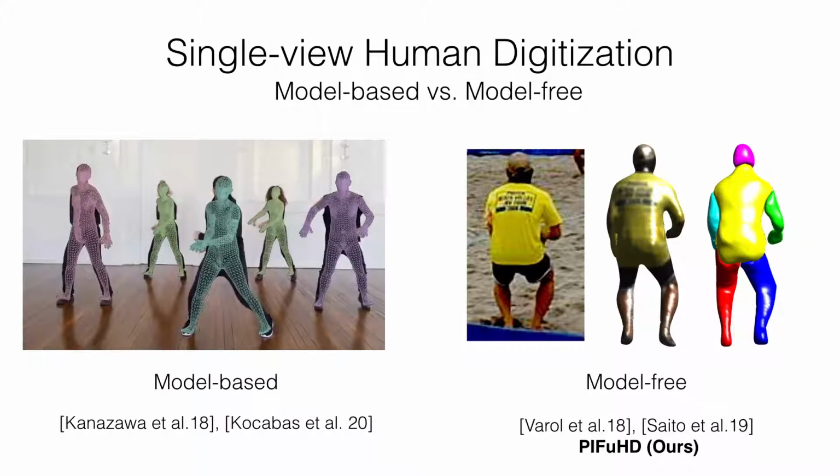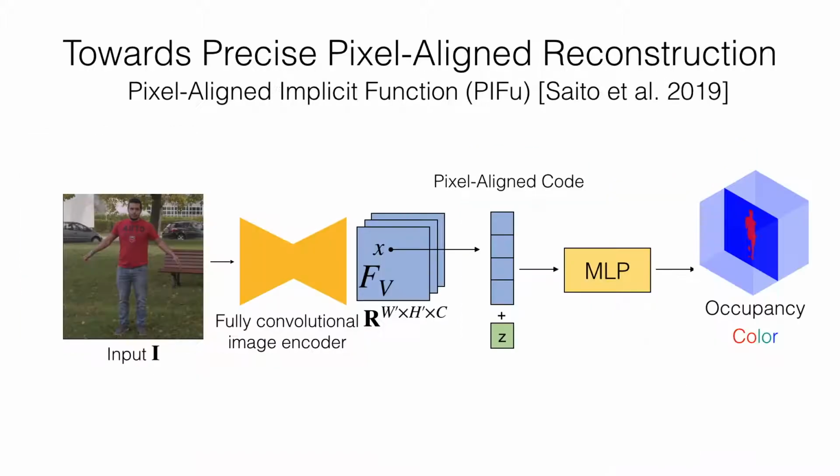On the other hand, model-free regression approaches have demonstrated higher flexibility and expressiveness. As a result, we can recover details present in the input image more accurately. However, the previous methods rely on explicit shape representations such as voxels, limiting the resolution due to high memory footprint. To address the resolution limitation, last year we proposed pixel-aligned implicit function, PIFu. I will briefly explain how it works and point out its limitation for the more precise human reconstruction, which is the main focus of this work.